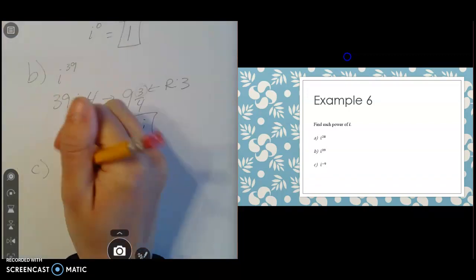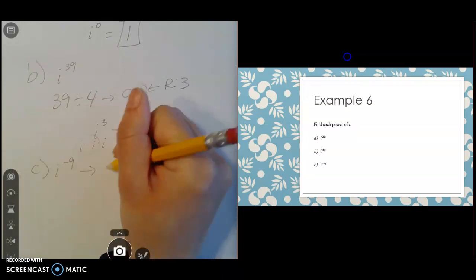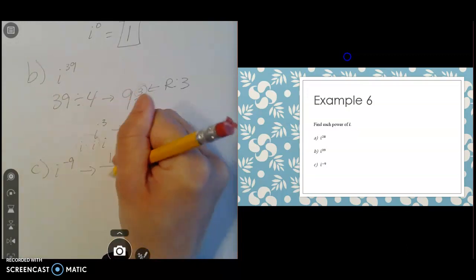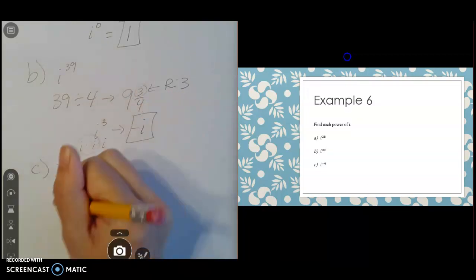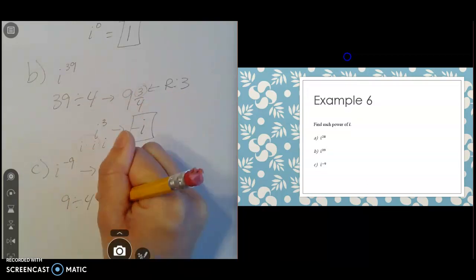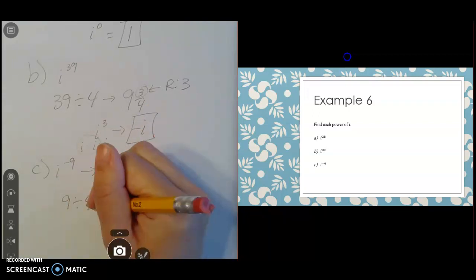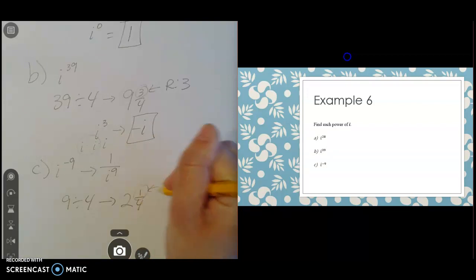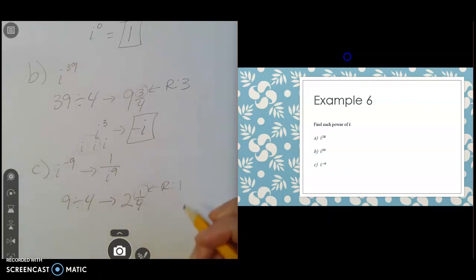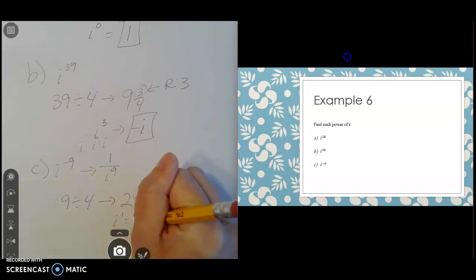All right, what if I have I to the negative 9th? Well, a negative exponent means it's the same thing as 1 over I to the 9th, right? If I do 9 divided by 4, 4 goes into 9 2 times. 2 times 4 is 8, which has a difference of 1. So that'd be 2 and a fourth. So my remainder is 1. This I to the 9th is equivalent to I to the 1st power, which is this I.